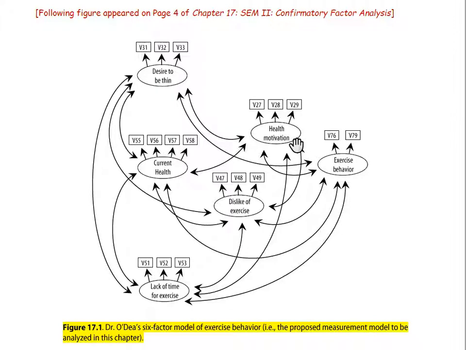Here's another oval. This oval is labeled health motivation. That's another underlying factor. It's being measured by questionnaire items V27, V28, and V29. If you take this all together, it's a factor structure. It illustrates the number of factors being measured by a questionnaire, which specific questionnaire items are measuring which factor, and what the relationships are between these factors. We'll get into the details of this causal model soon.